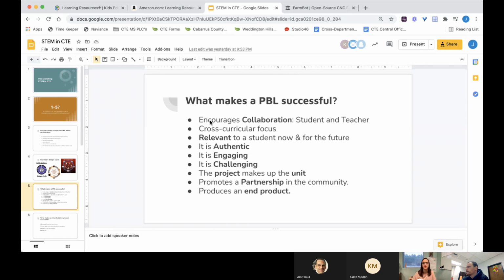Making sure that it's relevant to the students now and for the future. I remember as a kid sitting in geometry and they're throwing these angles at you and whatever else.